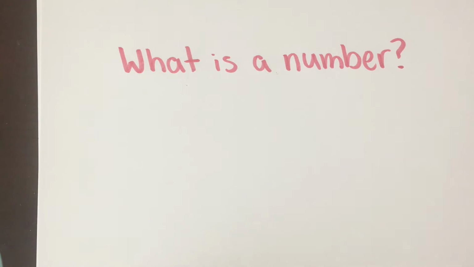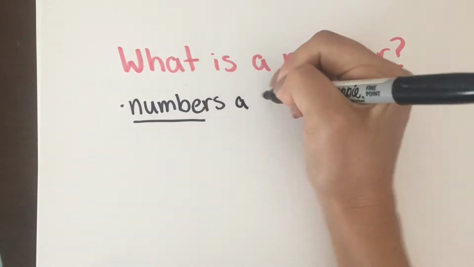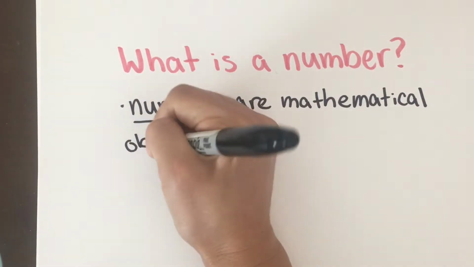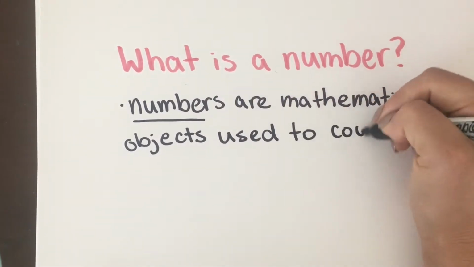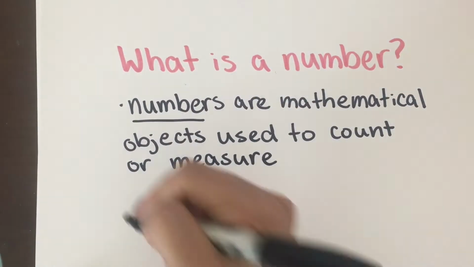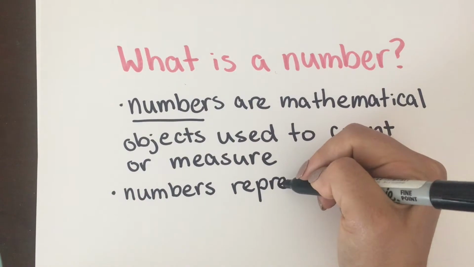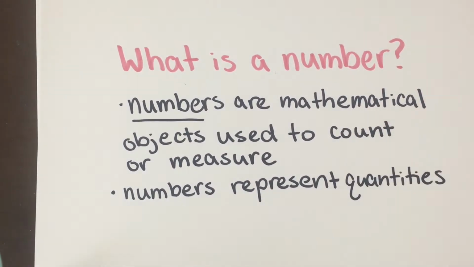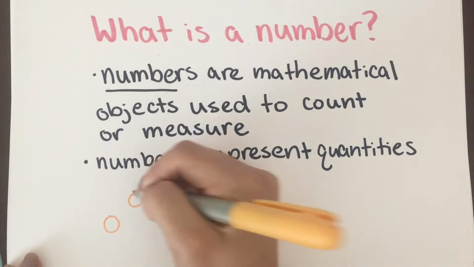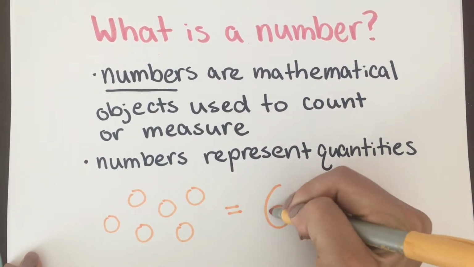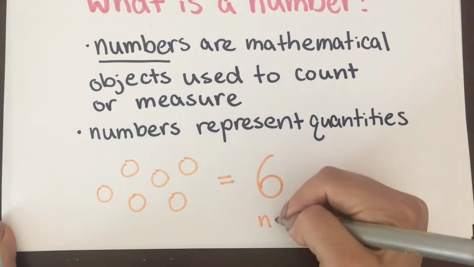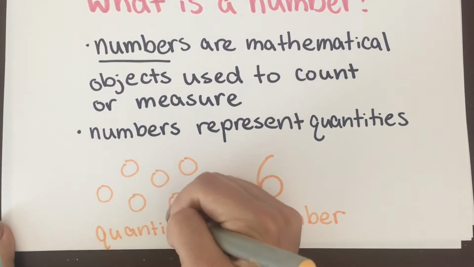Before we talk about bases, we need to talk about what a number is. Numbers are mathematical objects that are used to count or measure. One way we can think about this is that numbers represent quantities. For example, drawing on the left 6 dots, the number is 6, representing that quantity. So 6 is the number, and the amount on the left is the quantity.